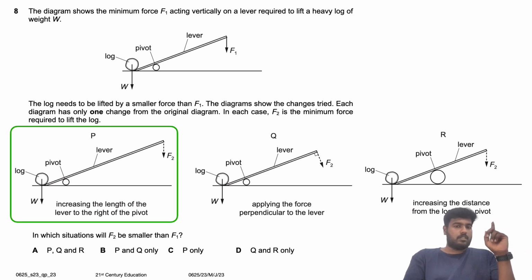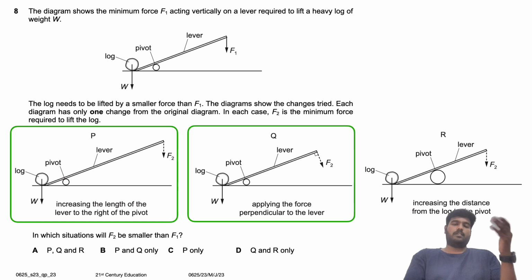Second, it's about the same distance as F1, but if you look closely, F2 is actually perpendicular. F1 is vertical, but F2 is perpendicular. The moment definition is perpendicular force times distance. So this will also work. You need to just apply a smaller amount of F2 compared to F1. And third, the distance between the log and the pivot has been slightly increased. So this means that you need to apply more force to lift this one. So it will not work. So P and Q only.